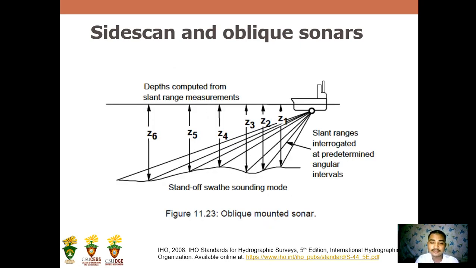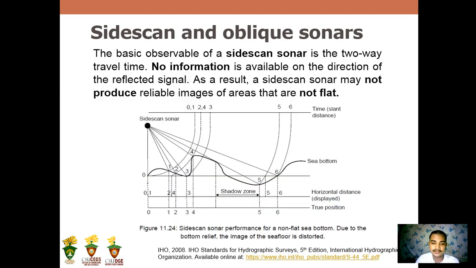Another illustration. If this is the transducer, the water or depth extends this way. So its scan gets single beams here, then this is the elevation, or depth rather. So that is the concept of oblique sonars. And the basic observable in the side scan sonar is the two-way travel time, the same as the method in multi-beam and single beam.